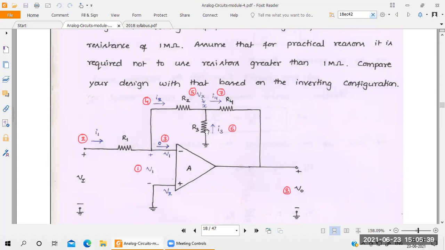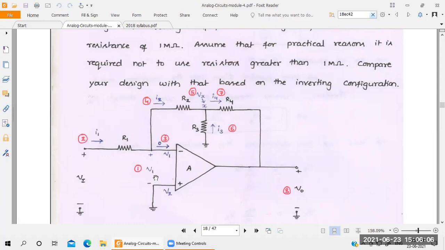There are four resistances here, from R1 to R4. From R1 to R4, you always have to find out the voltage and current. First you take R1 here. What is the input voltage here? Vi. Then what is the voltage at the negative terminal of the op amp? V1. What is the voltage at the positive terminal? That is V2. So V1 is negative and V2 is positive.